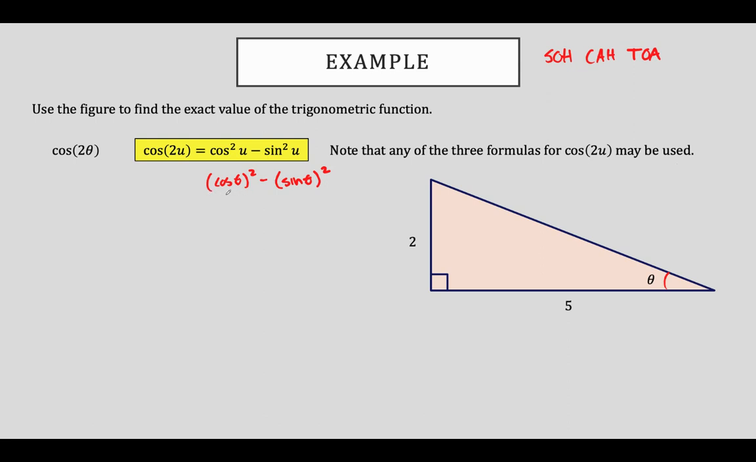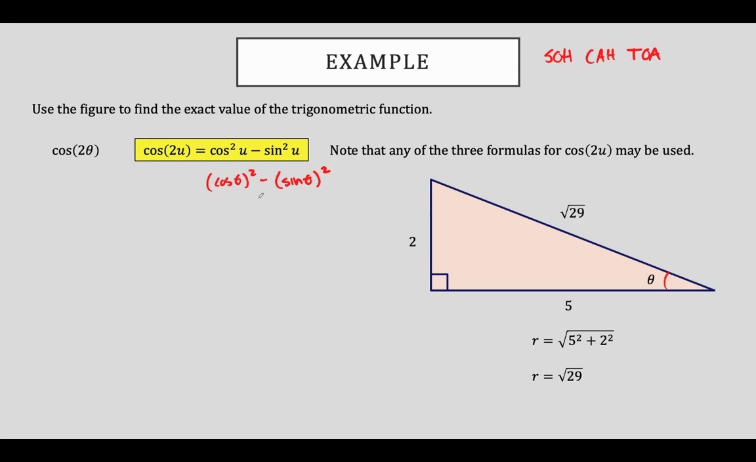Well, in order to use this formula, we've got to know the cosine of theta. Cosine is adjacent over hypotenuse, which means we're going to have to find the hypotenuse using the Pythagorean theorem. Well, r is equal to the square root of 5 squared plus 2 squared. That gives us r is equal to the square root of 29. That is the hypotenuse of our right triangle.